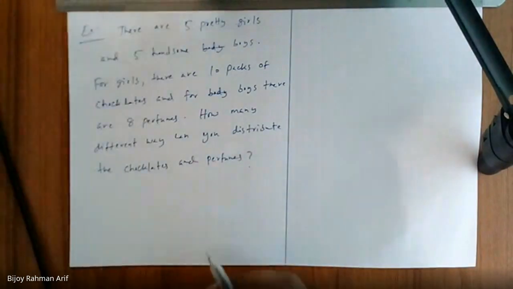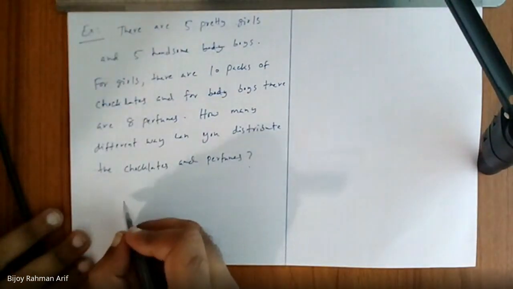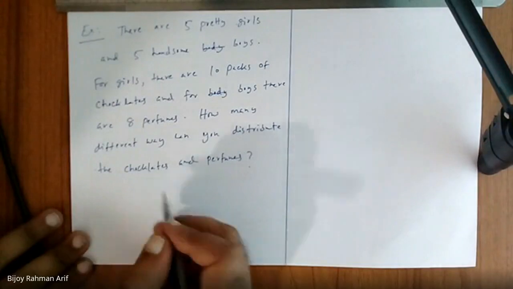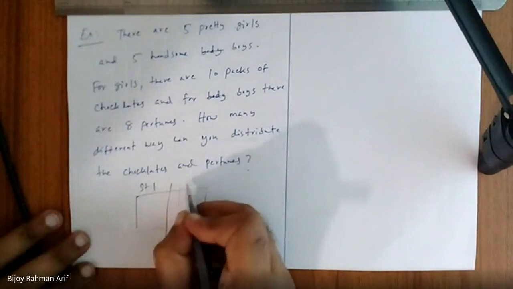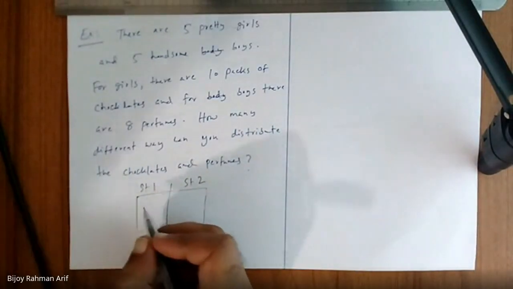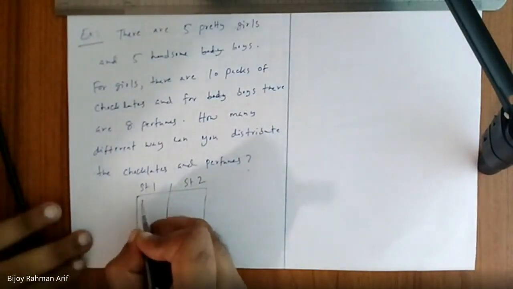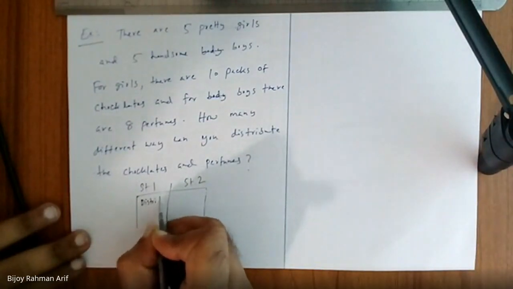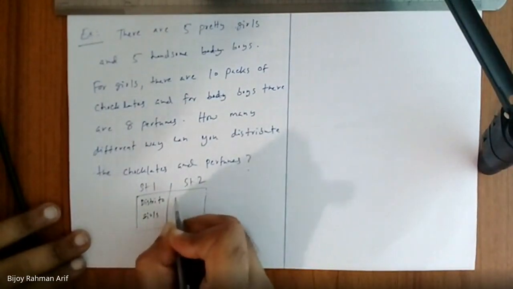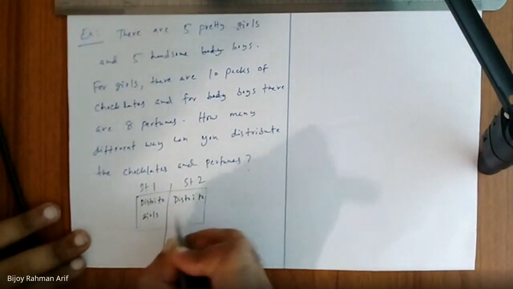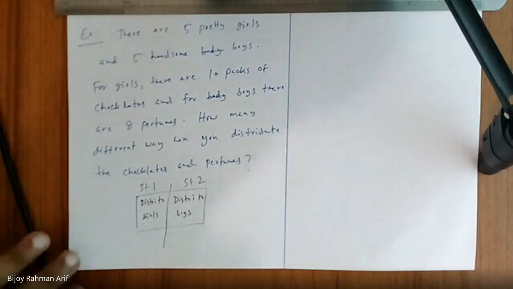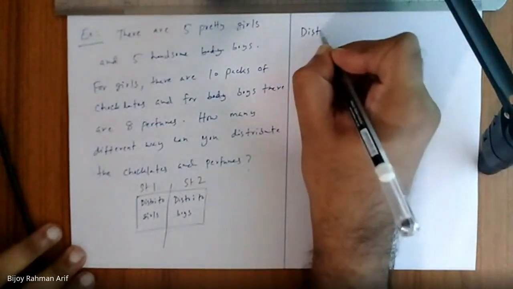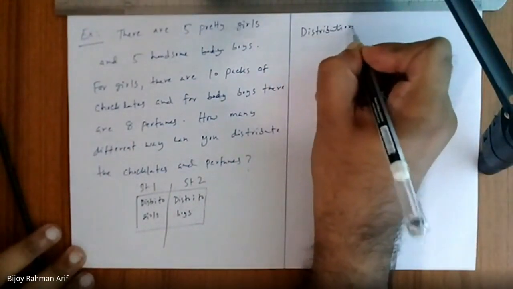So, how can you solve this? You can divide the whole task into 2 subtasks. This is subtask 1, this is subtask 2. This is distribution to girls. This is distribution to boys. So, how many ways can you distribute? Tell me. Distribution to girls.